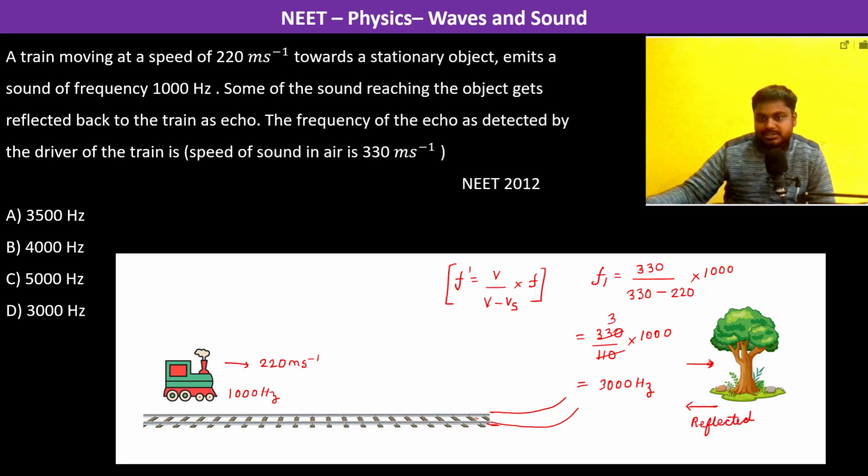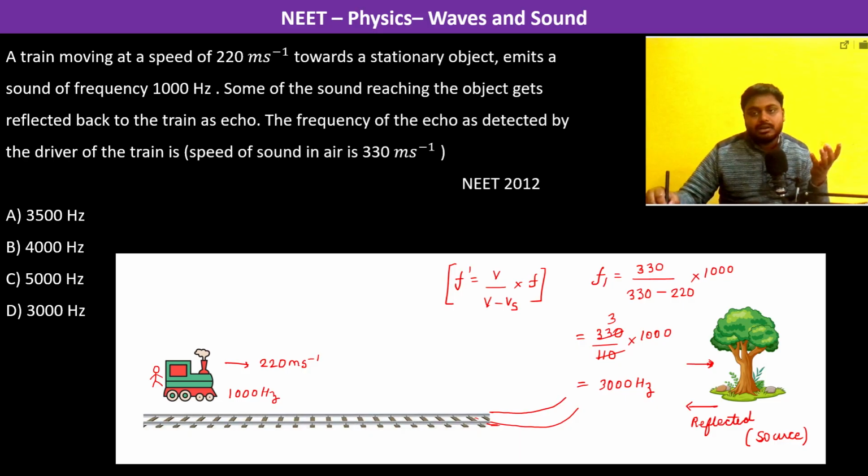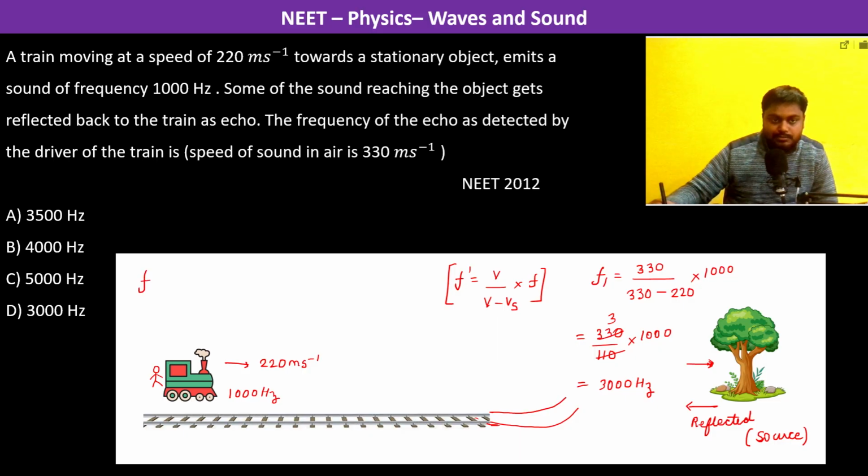Now since it is being reflected, the stationary object, which is a tree here, will start acting as a source. And the driver will now be the observer. So the frequency which will be heard by the observer would be f2.